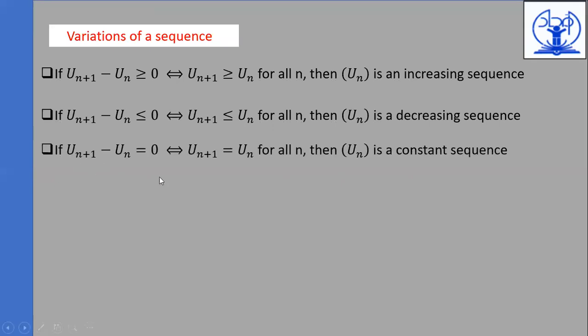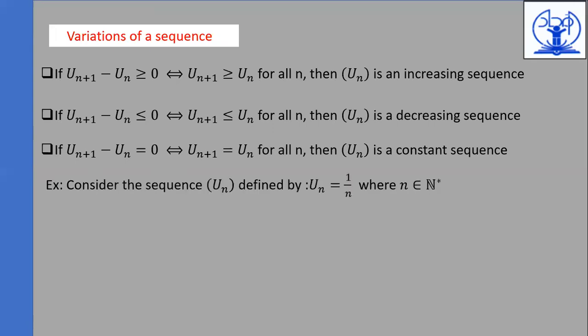If un plus 1 minus un is 0 for all n, which means any term is equal to the previous term, then the sequence is said to be a constant sequence. Example, let me go back to the first example that we started with. Consider the sequence un defined by un equals 1 over n.